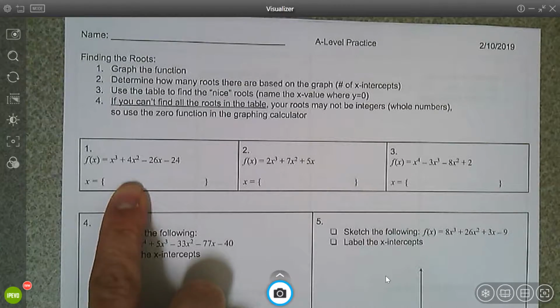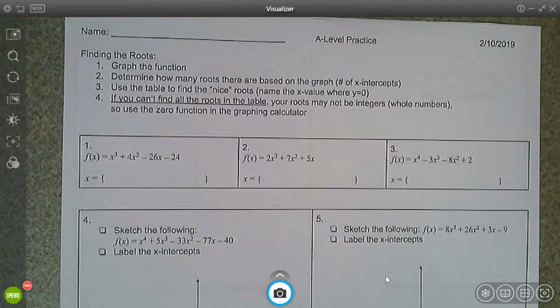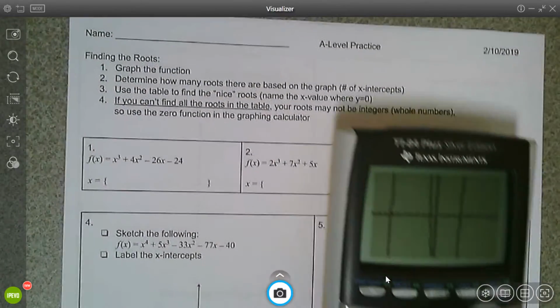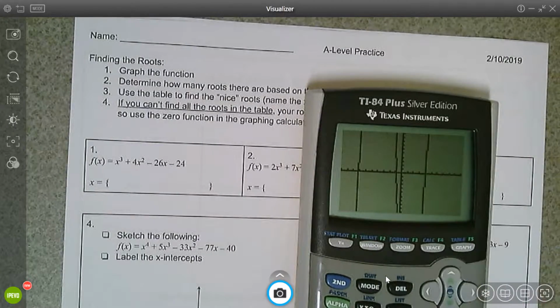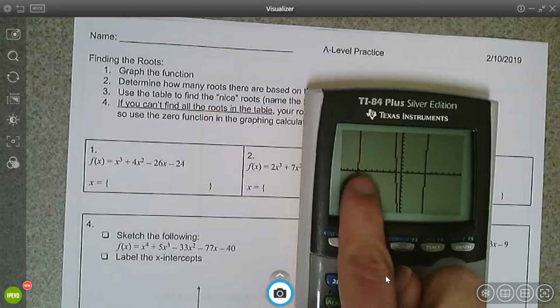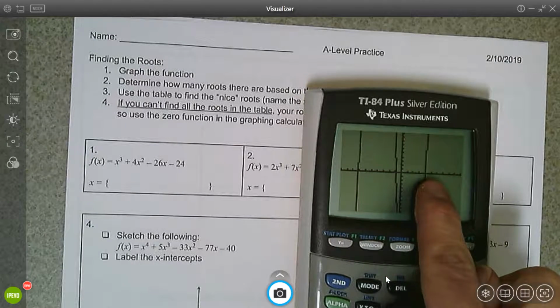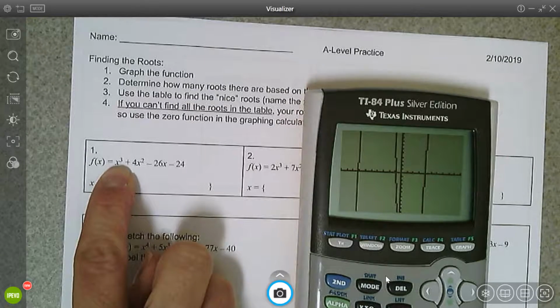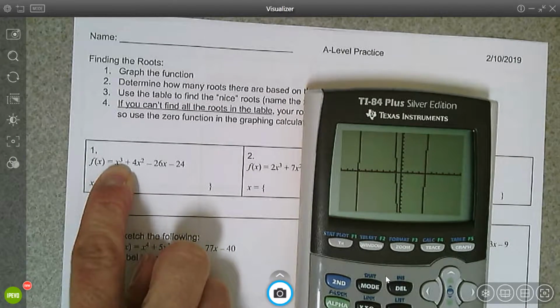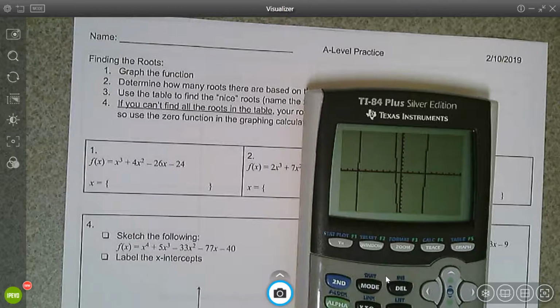So we're going to put that in the graphing calculator. So please type that in yours. I put it in mine. It's right here, and I'm going to hit graph, and here's my graph. And I can see that there are 1, 2, 3 x-intercepts, which makes sense because my equation, the highest exponent is 3. So that's also a sign that there will be 3 x-intercepts.